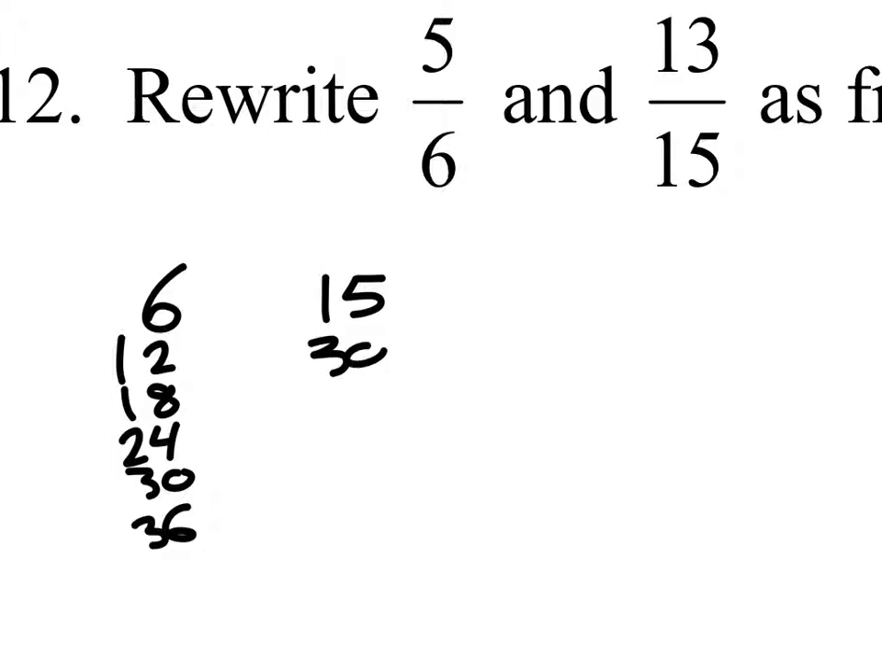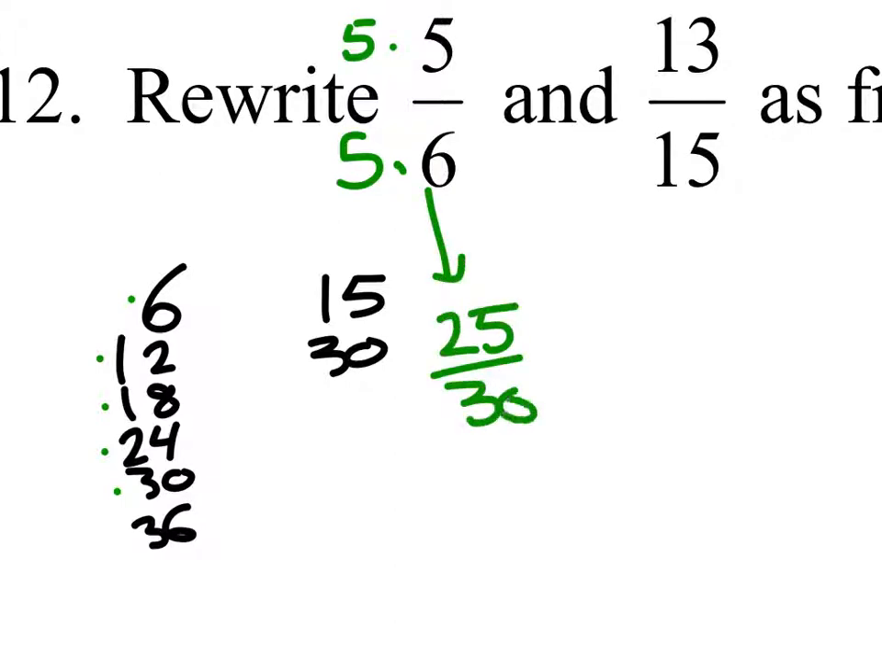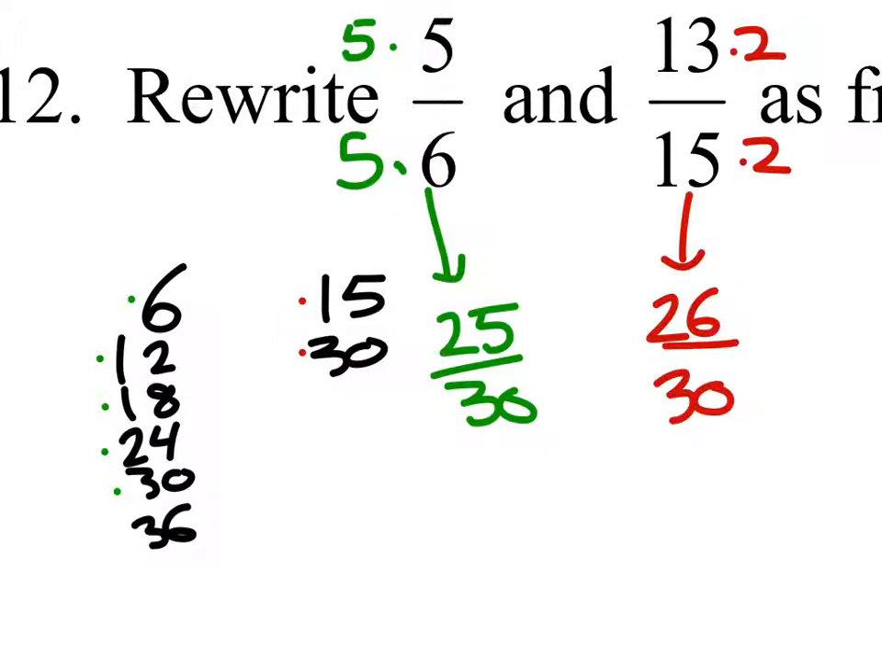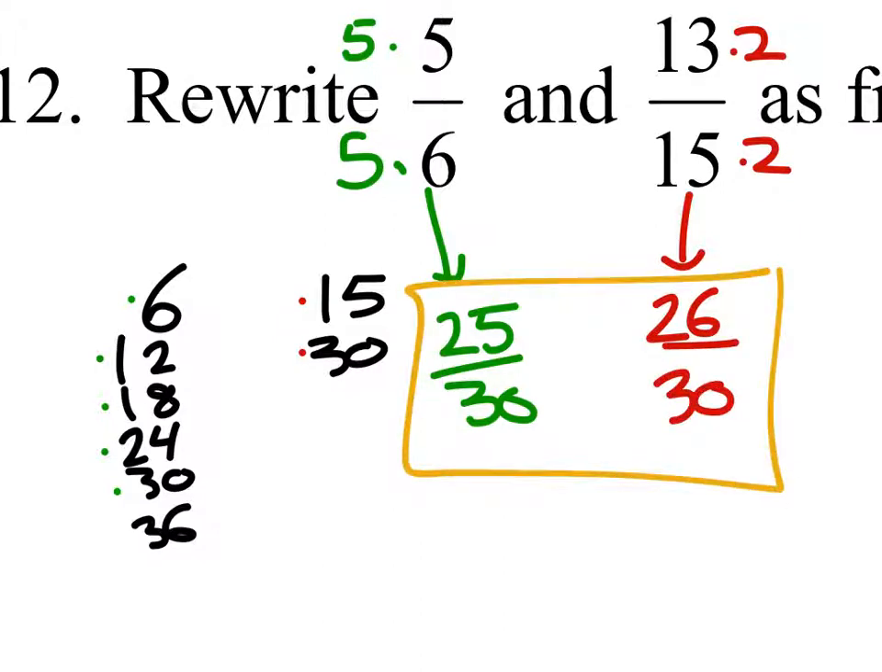Again, the thing I like about the list is it shows us what to multiply these by. So this is 1, 2, 3, 4, 5. So I have to multiply the 6 by 5 to get that common denominator. But if I do it to the denominator, I have to do it to the numerator as well. So this gives us 25 30ths. And then the 15, I multiplied that by 2. So I'm going to multiply the 13 by 2 as well. So this gives us a new fraction, 26 over 30. And these would be the two fractions. You can put an "and" there if you want.